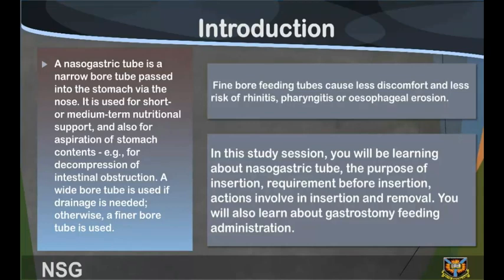Introduction. A nasogastric tube is a narrow-bore tube passed into the stomach via the nose. It is used for short or medium-term nutritional support and also for aspiration of stomach contents, e.g., for the decompression of intestinal obstruction. A wide-bore tube is used if drainage is needed. Otherwise, a finer bore tube is used. Fine-bore feeding tubes cause less discomfort and less risk of rhinitis, pharyngitis, or esophageal erosion.